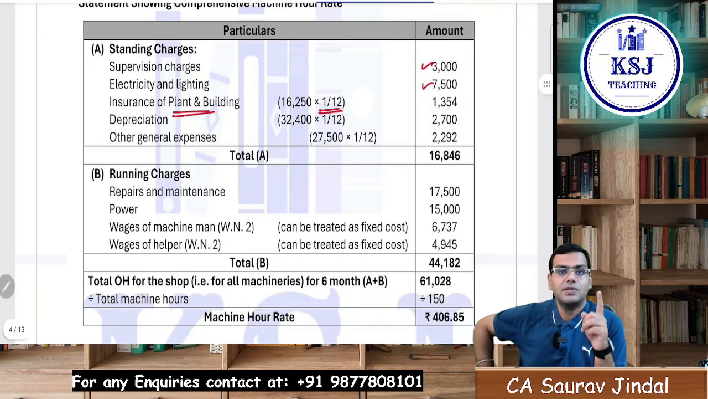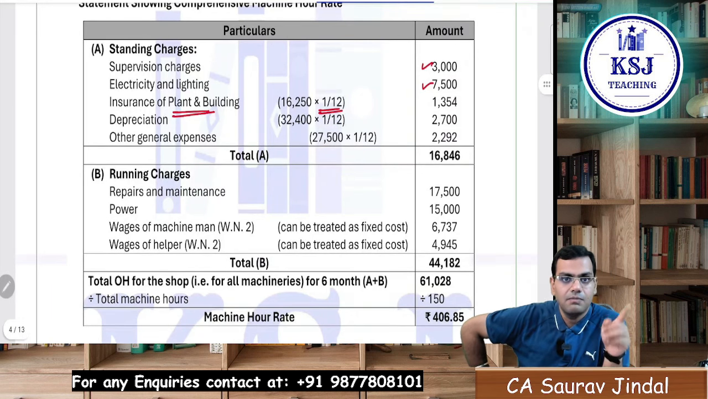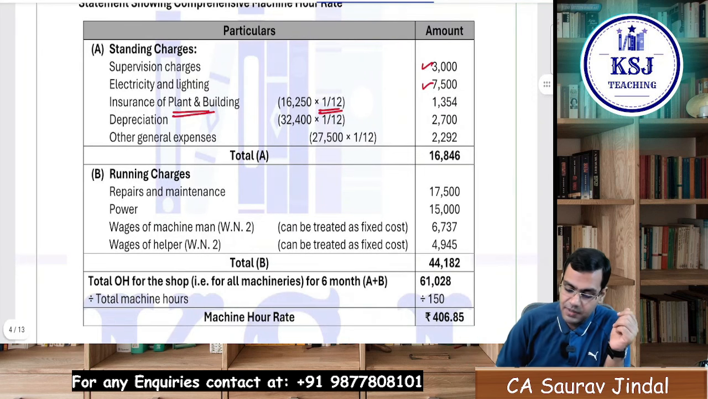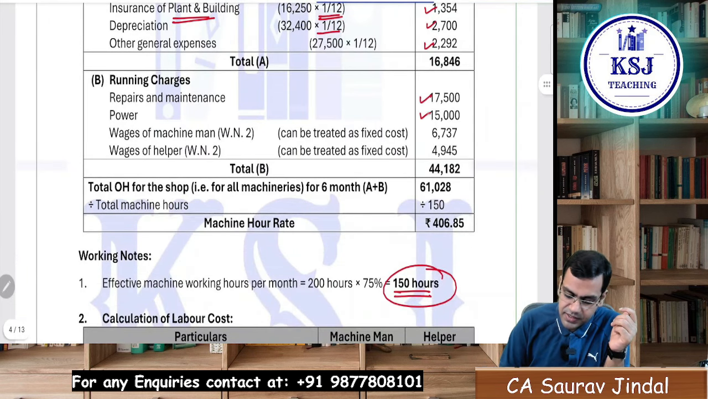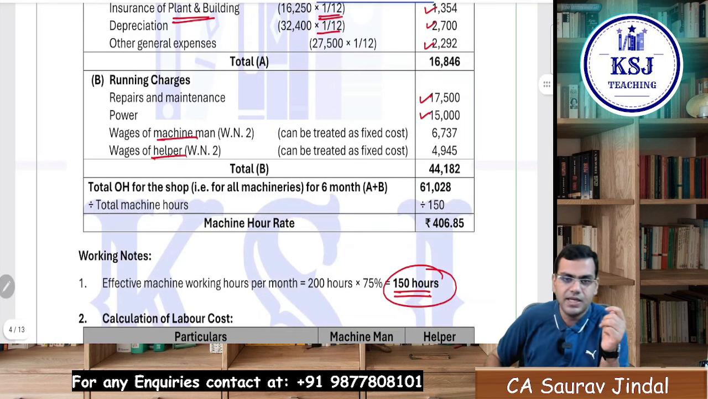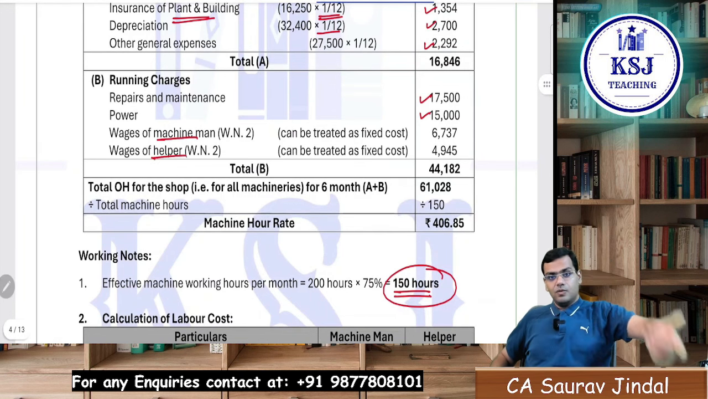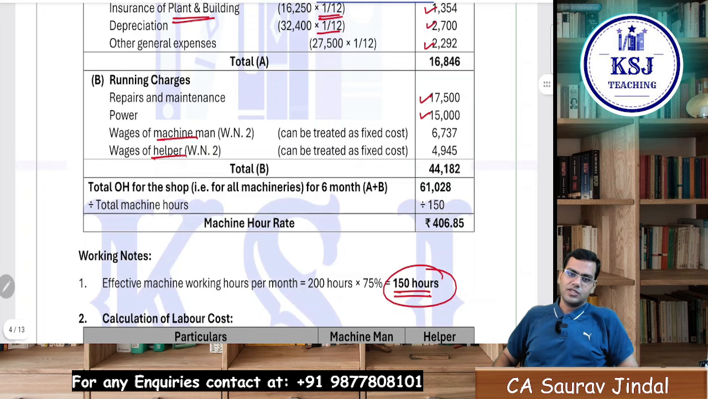Depreciation is 10% of the cost of the machinery, but that is per annum, so divided by 12 to calculate it monthly. Other general expenses monthly. Repairs and maintenance is given. Power is given. The wages of the machine man and helper have been calculated. It can be taken as the fixed charges also, right?